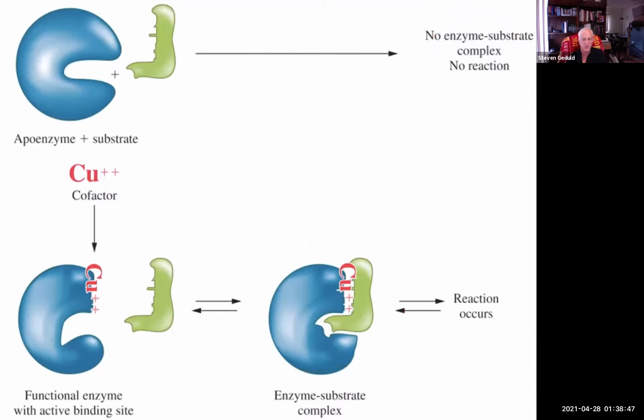And once it binds, the reaction can occur by one of the three processes that we talked about: modifying the bond, adding it together, or changing the pH of the reaction.